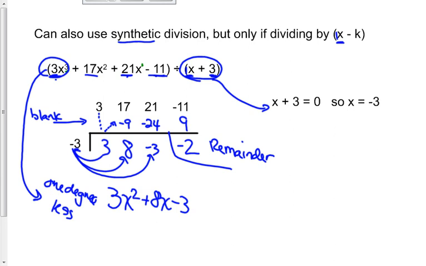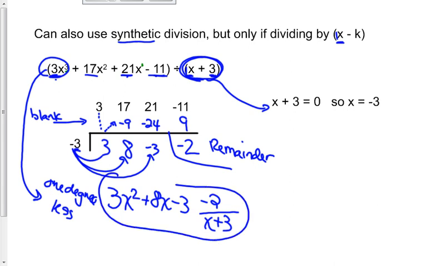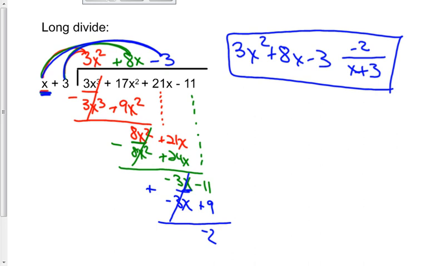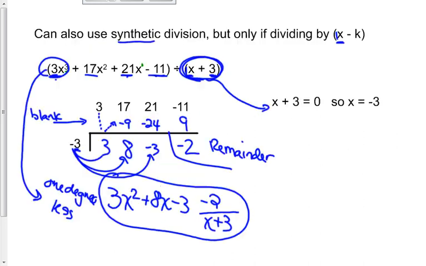And remember, we've got this remainder, negative 2 over, and what was it that we originally divided by? We divided by x plus 3. So I put my x plus 3 right there. There's your answer: 3x squared plus 8x minus 3 with the remainder of negative 2 over x plus 3. Now, if you notice, that was the exact same question we just did as a long divide. Same answer as synthetic division.